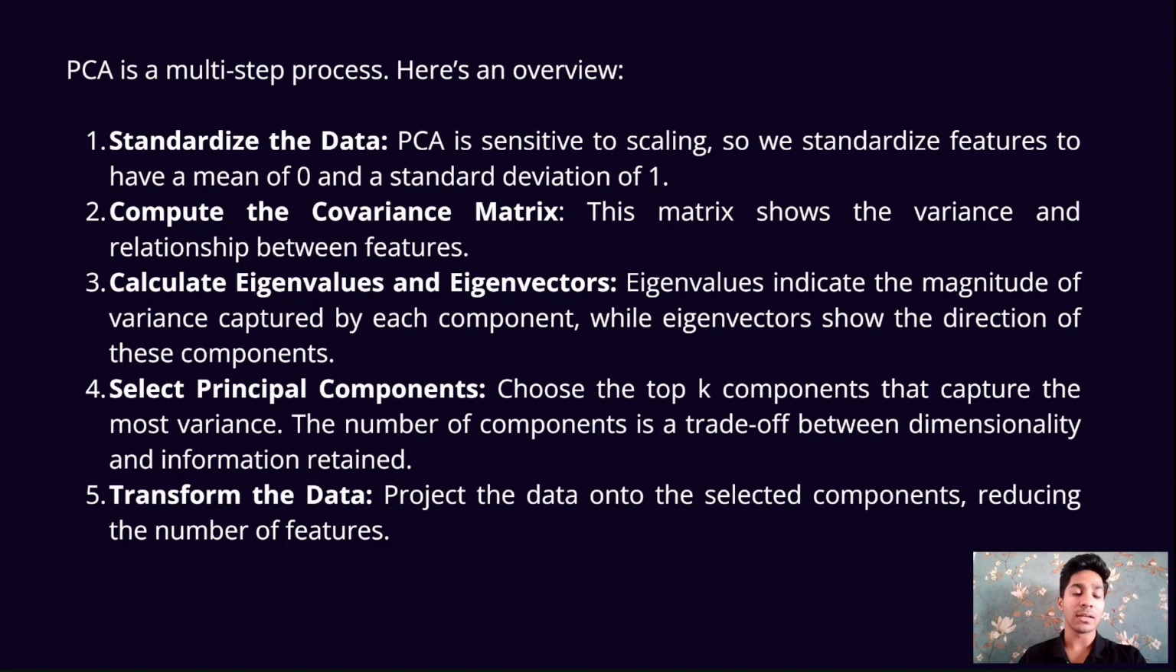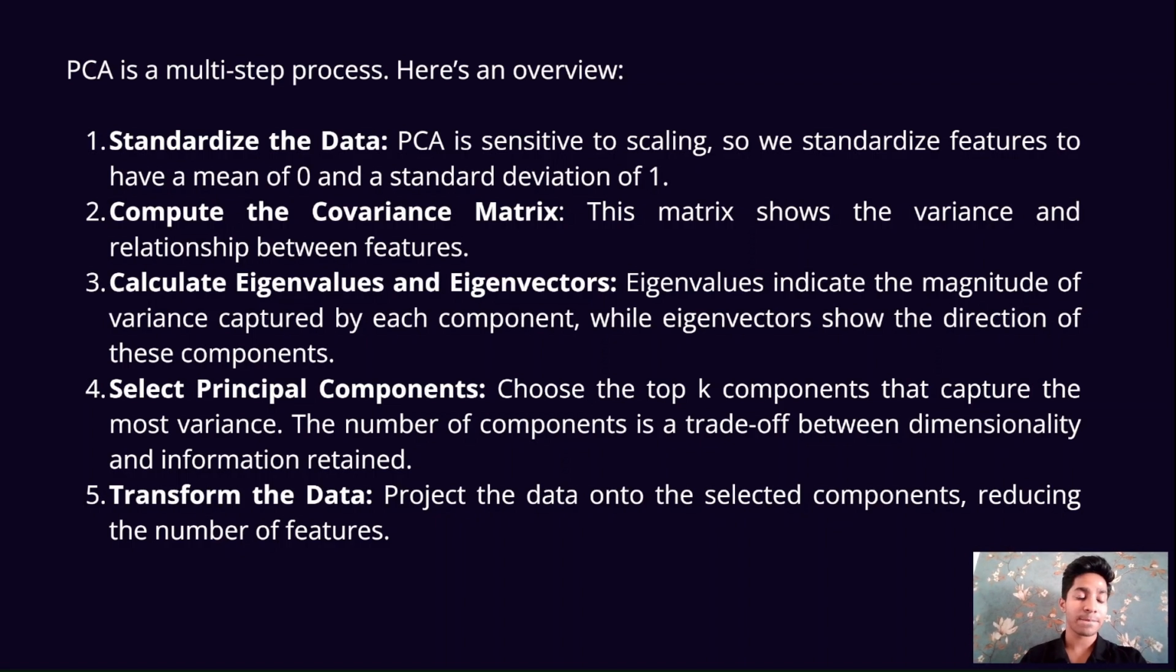First, we standardize the data. PCA is sensitive to scaling, so we standardize features to have a mean of 0 and a standard deviation of 1. Then second step we have is compute the covariance matrix. In this, the matrix shows the variance and the relationship between different features. Third step we have is calculate eigenvalues and eigenvectors. In this, eigenvalues indicate the magnitude of variance captured by each component, while eigenvectors show the direction of these components.